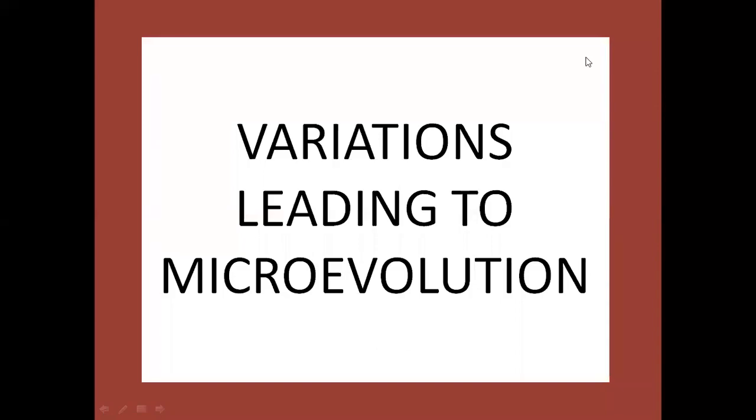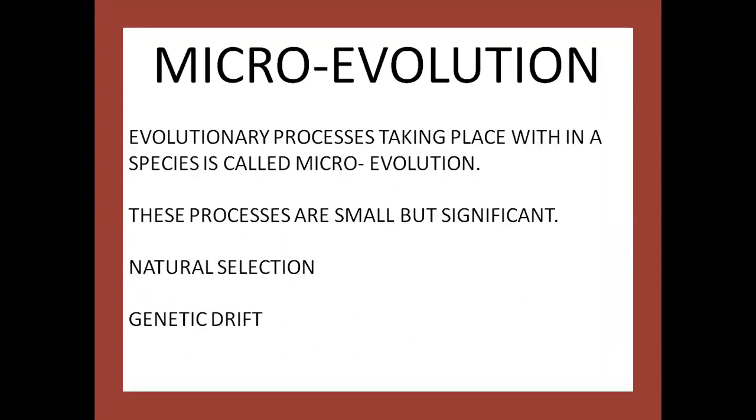Welcome students. In this video, we shall see how variations in a population lead to microevolution. So let us start. First we should know what microevolution is. These are the evolutionary processes taking place within a species, and these processes are very small but they are significant. The main processes which lead to microevolution are natural selection and genetic drift.